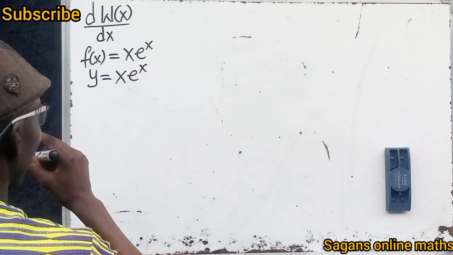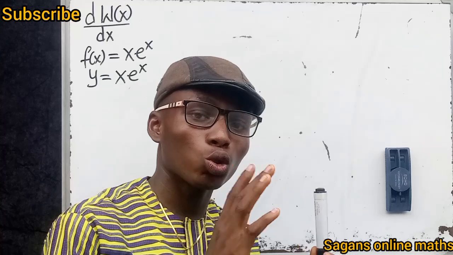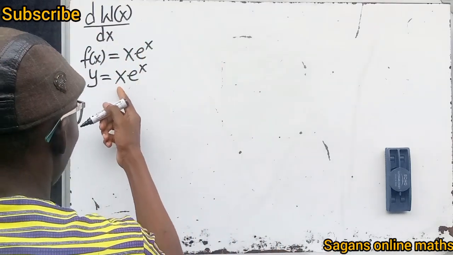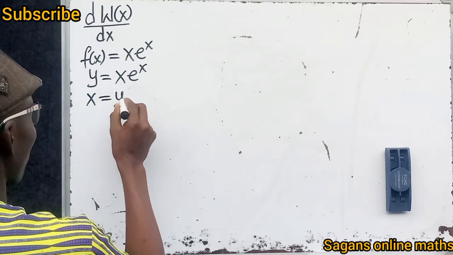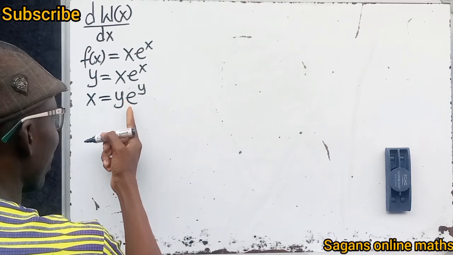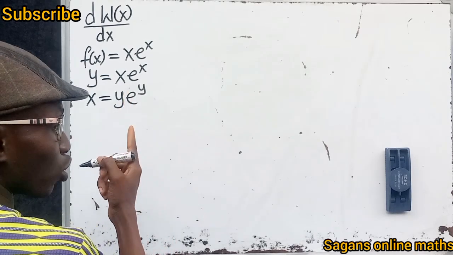Remember, if you're looking for the inverse function of any function, what you have to do is swap. In place of x, we put y, and in place of y, we put x. So here it will be x equals y multiplied by e to the power of y. To make y the subject of the formula, the only thing we can do is take the Lambert W function of both sides.